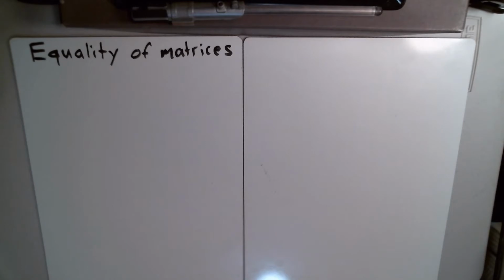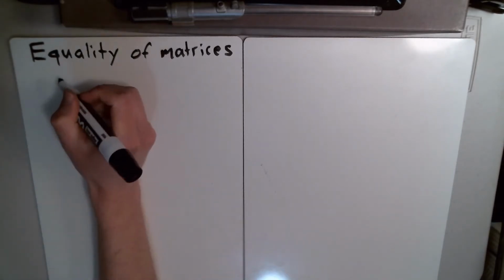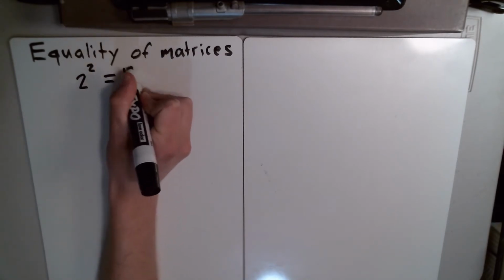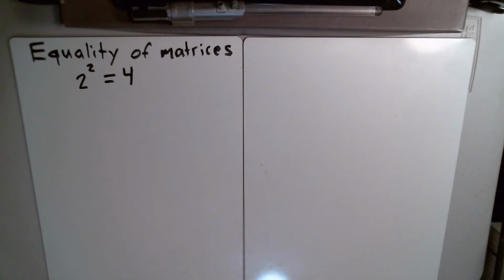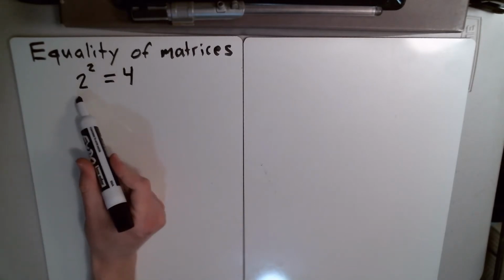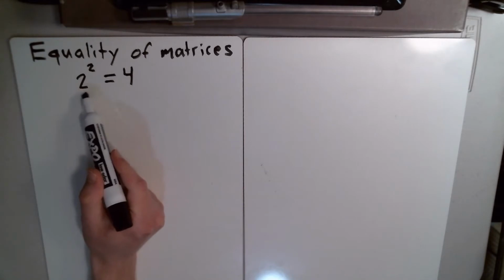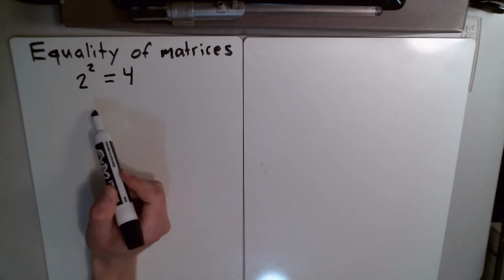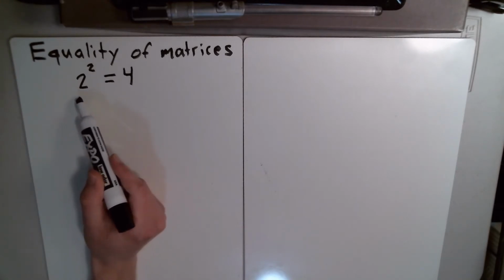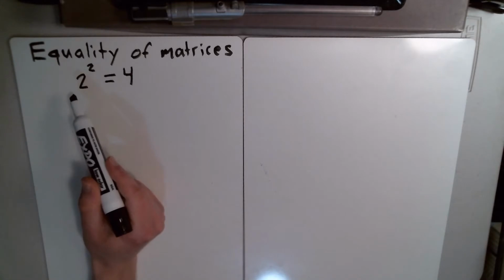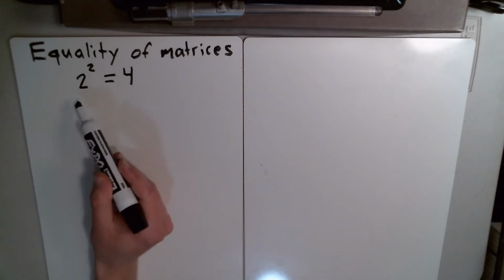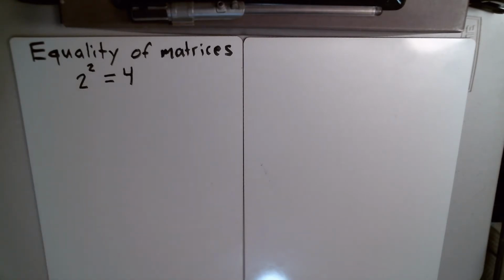So for instance, 2 squared is equal to the number 4, because 2 squared is defined as 2 times 2, and 2 times 2 is defined as equal to 4. So when we have numbers, an equal sign just means I have the same thing on both sides of the equation. And so for matrices, we want to now do that same thing.